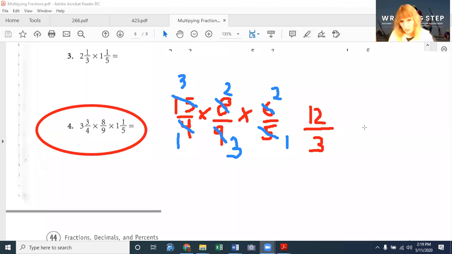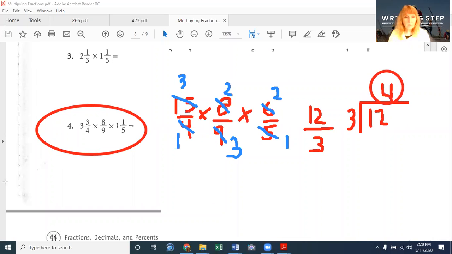You probably already know the answer, but let's just show you. This is 12 on the inside and 3 on the outside. And how many 3's go into 12? Well, exactly 4. So your answer then is the whole number 4 in this one. 4 is your answer right there. So you can have a whole number for an answer. Why not, right? Okay, that's a good example of using canceling as well.